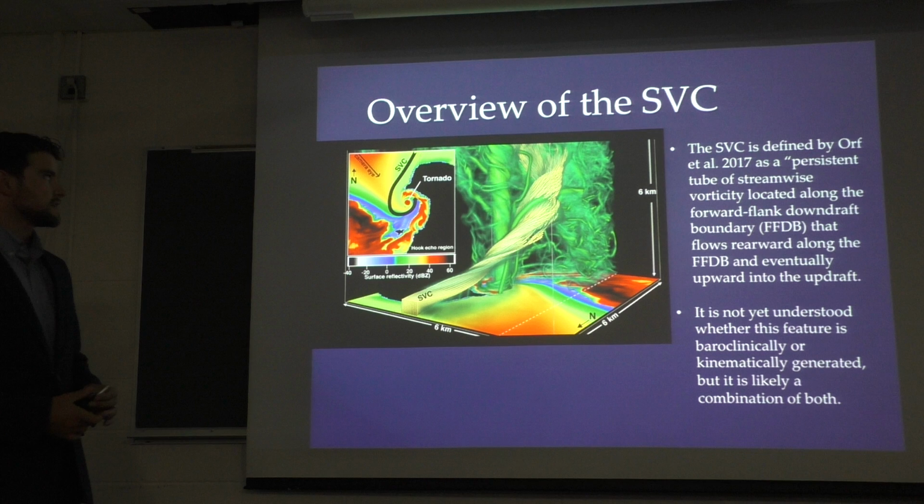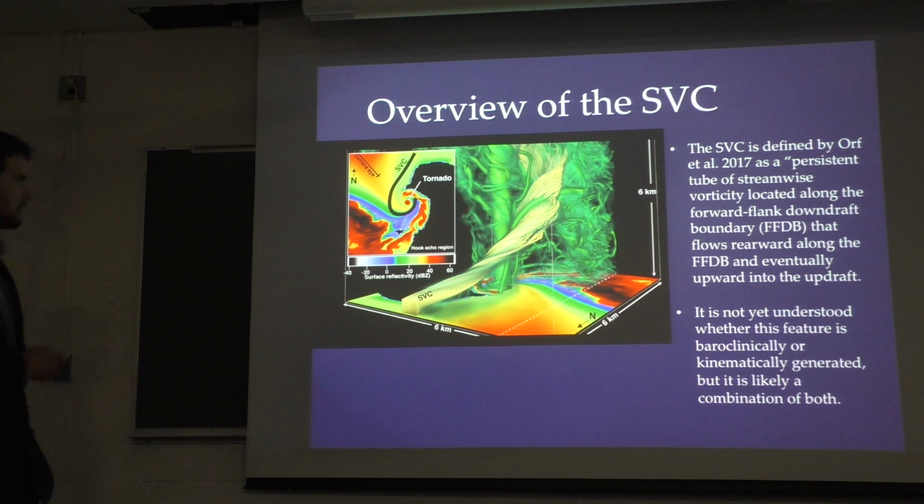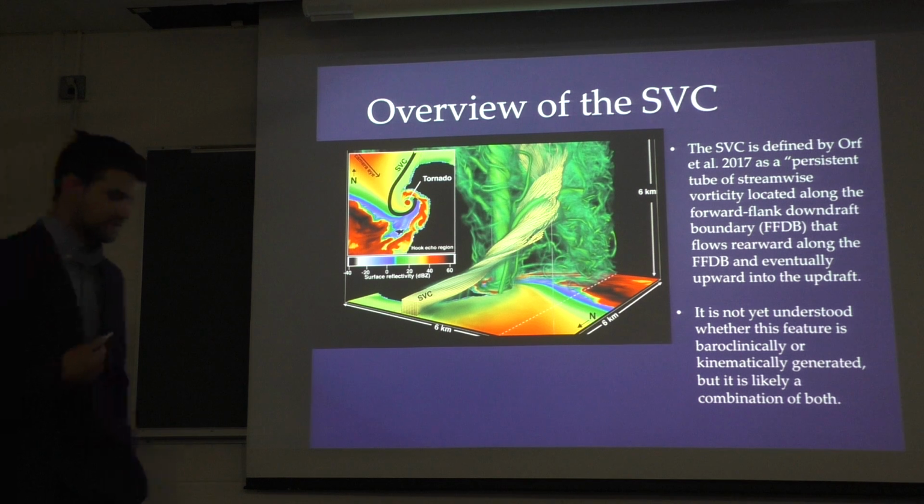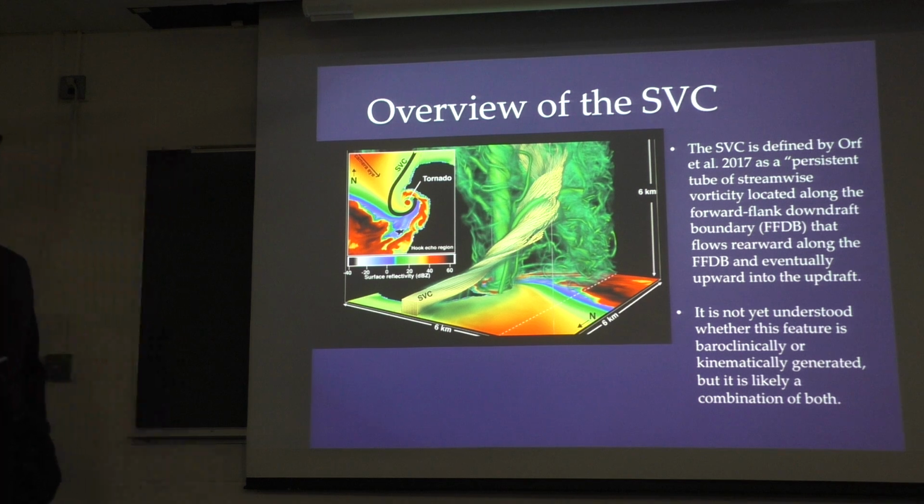So the SVC, this is the hook echo here, so your forward flank precipitation is up this way. The SVC stretches out of the forward flank precipitation down into the updraft this way, and it wraps around the backside of where the tornado eventually is. And we define this feature as a persistent tube of streamwise vorticity.